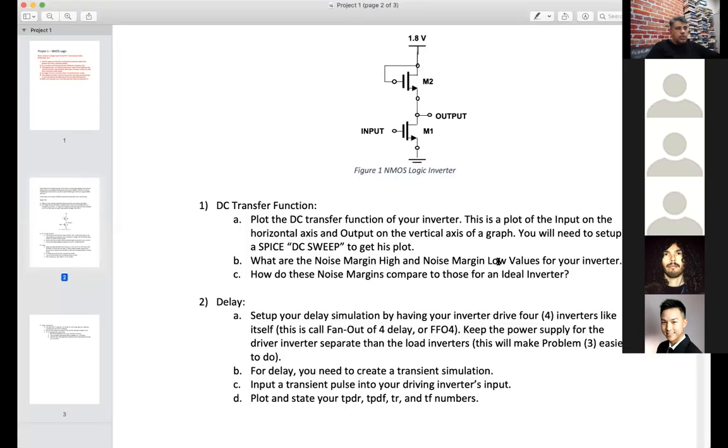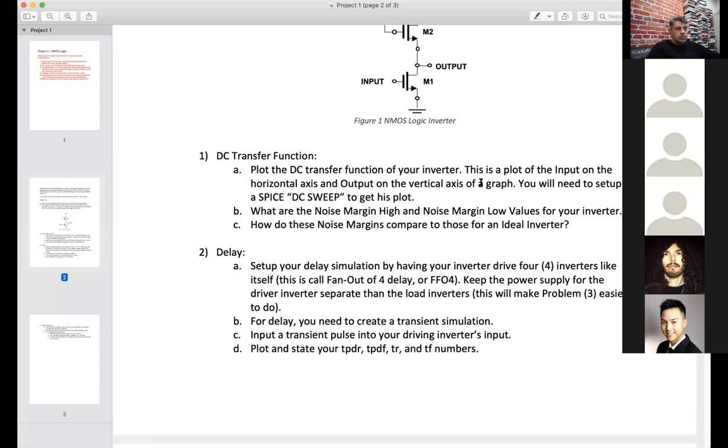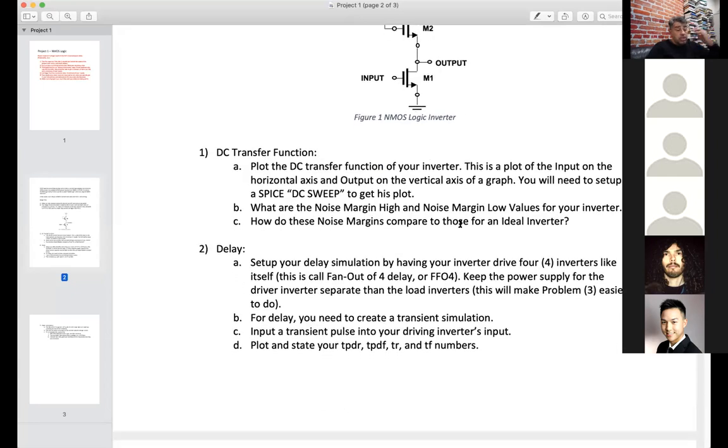Okay, so now you should be back on the document for project 1. So you're doing this DC sweep. You're playing with the sizes, and you're getting them as good as you can. And what does good mean? In a DC sense, you're basically improving your noise margin low and noise margin high, and for the design you end up with, you want to say what your noise margins are and how it works. Okay, so that's part 1.